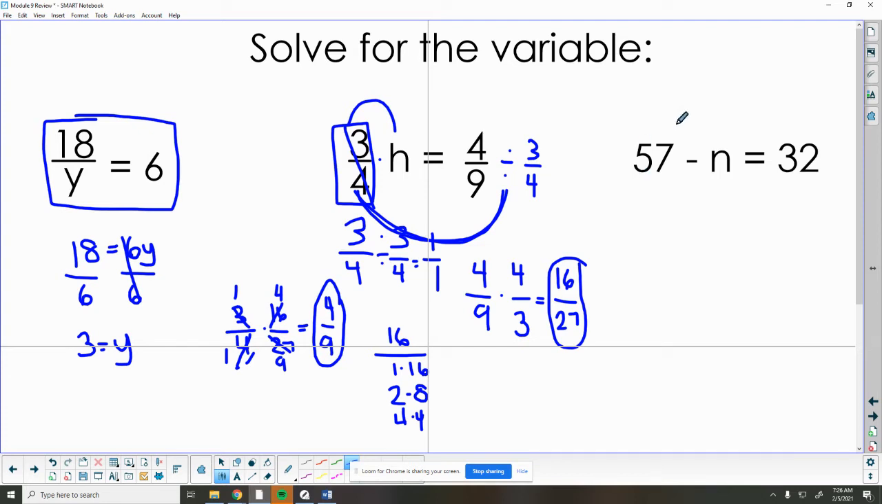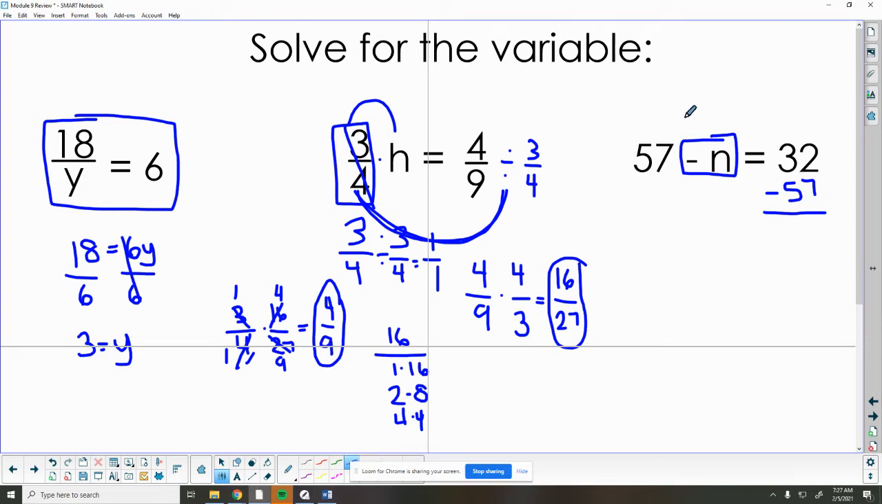Okay, let's look at this one here. So this says 57 minus n. So we have a negative n here. So let's just take a look here. So this is a positive 57. If I did a minus 57, that is not really going to work out for what we want. That is going to give us a negative number.